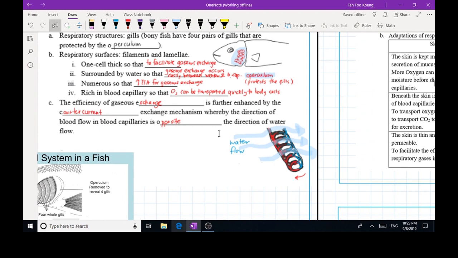Of course, if you want to know more about how the counter current exchange mechanism is able to enhance gaseous exchange, I welcome you to search on the internet and then share in the class.